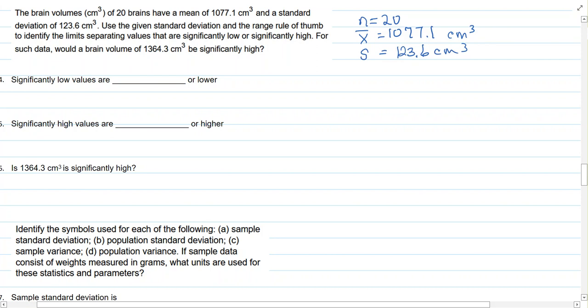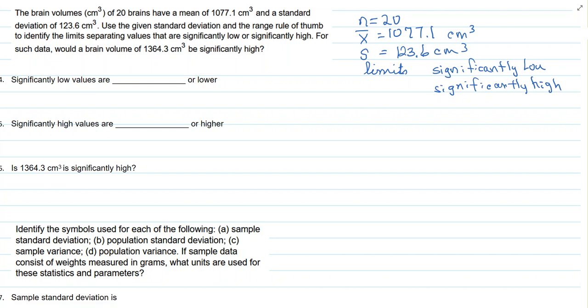They said use the given standard deviation and the range rule of thumb to identify the limits. We want limits that are significantly low and significantly high. And that means 2 standard deviations around the mean. Small math. So let's do this small math and get comfortable with what we want.